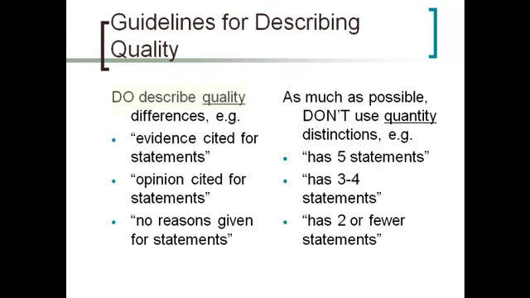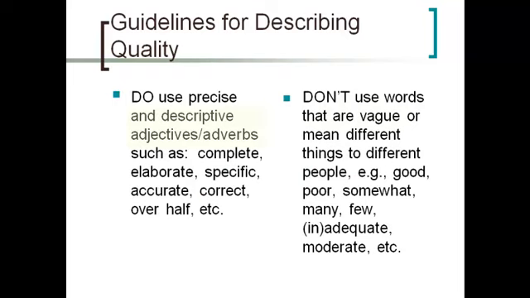Focus on the quality and the quality differences. Stay away from quantity, counting the number of spelling errors or the number of statements. Choose to use precise adjectives and adverbs, such as complete, correct, over half, accurate. Try to stay away from words that are vague and may mean very different things to different students. For instance, students' idea of what is good may vary very differently from what you think is good.